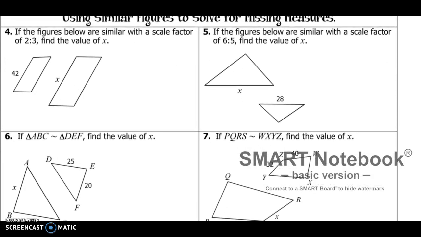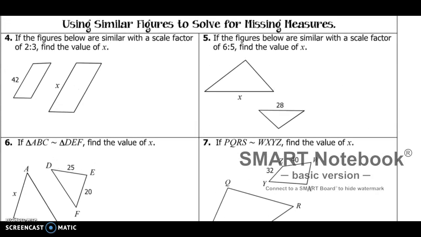Now we're going to get to solving similar figures with missing measures. If the figures below have a similar scale factor of 2 to 3, they tell us a scale factor, so I know I'm going to have 2 over 3. Now I need to find the value of x. This picture tells you that 42 and x are similar sides.